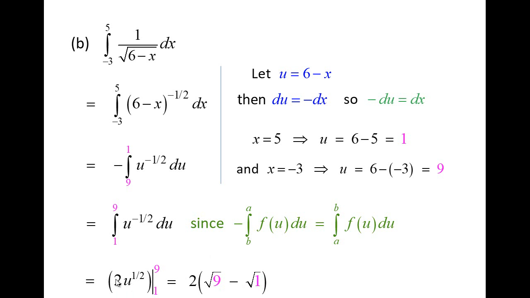I can factor out the 2. So root of 9 is 3. So 3 minus the 1 here is 2. So at the end, we get 4.